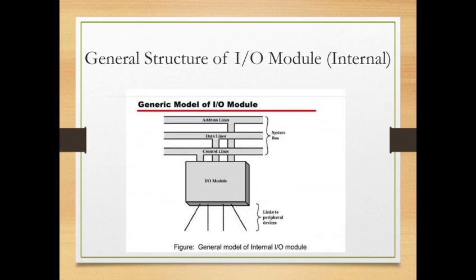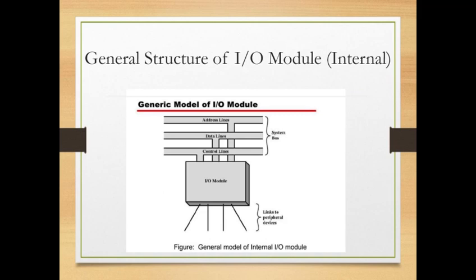Till now, we have discussed the two important modules of the computer system, the processor and the memory module. The third key component of the computer system is the set of input-output modules. Each input-output module interfaces to the system bus and controls one or more peripheral devices.